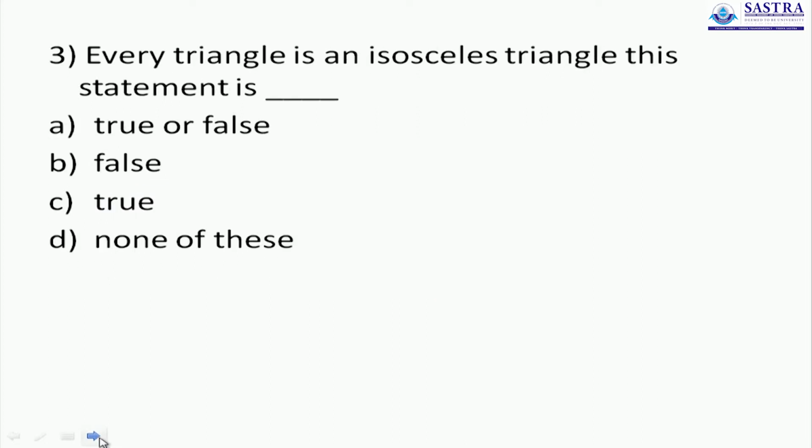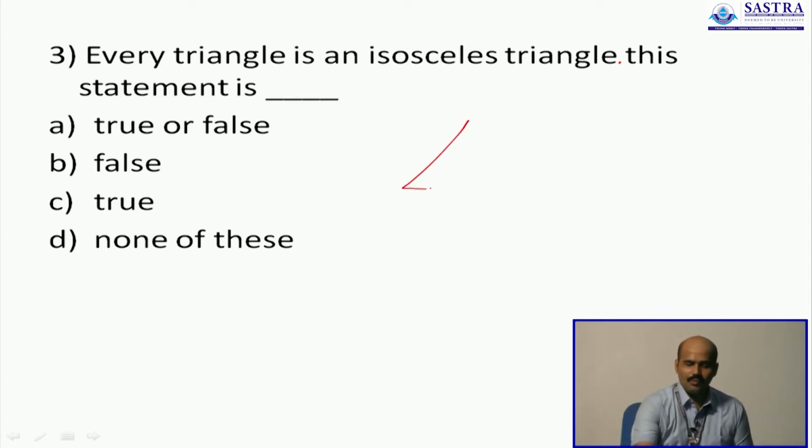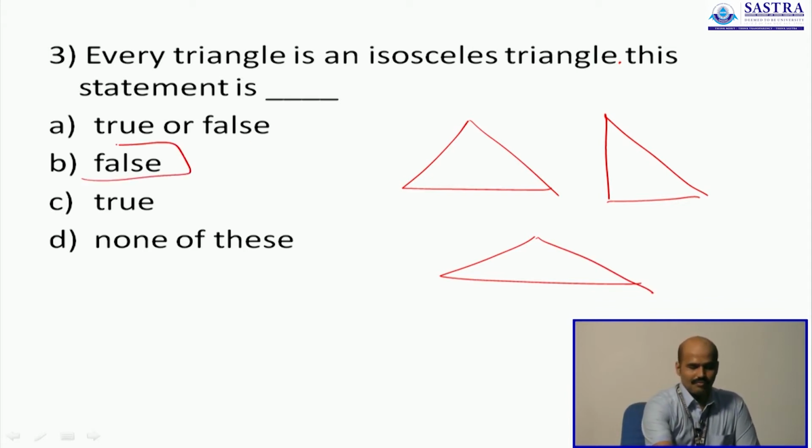Now let's have a look at specific examples on this. Every triangle is an isosceles triangle. That's your statement here. Now we'll try and assign true or false values to this. Now you know that every triangle cannot be isosceles. You also have equilateral triangles, you have right angle triangles, you have scalene triangles, and so on. You will not always have a triangle which is perfectly isosceles. So this statement takes a false value.